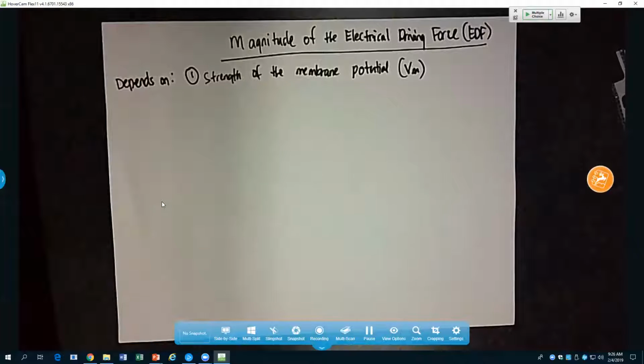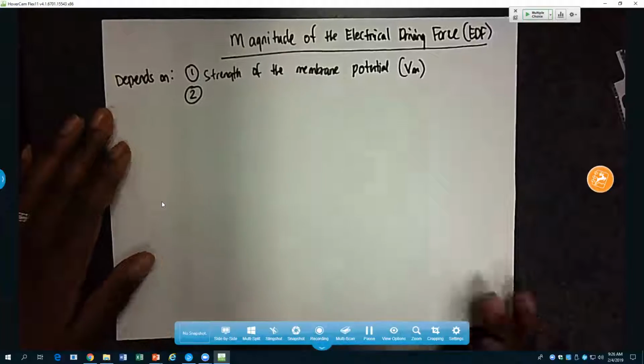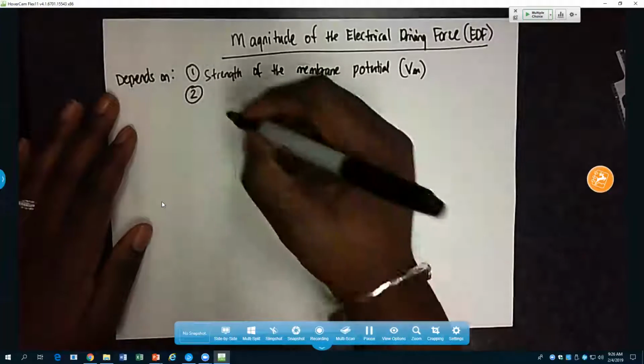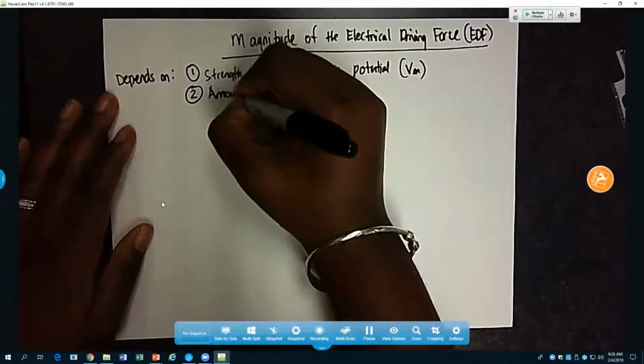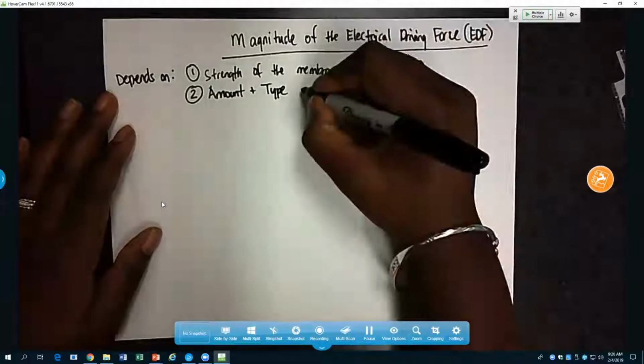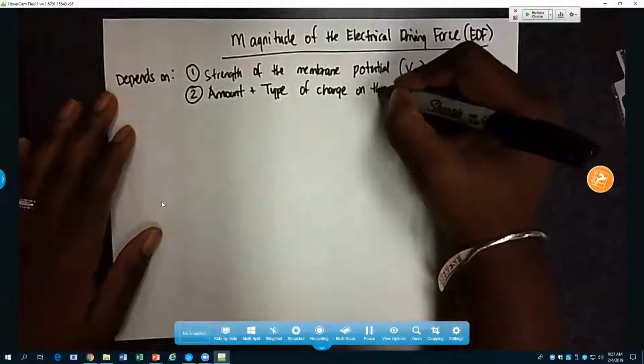If you have more negative on the inside of the cell, more positive on the outside of the cell, how strong is that separation of charge? How strong is that membrane potential, right? The second factor that is going to depend on is the amount and the type of charge on the particle in question. So the amount and the type, whether it's positive or negative, of charge on the particle in question.